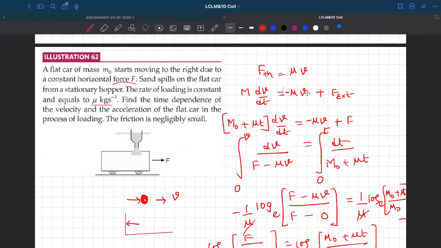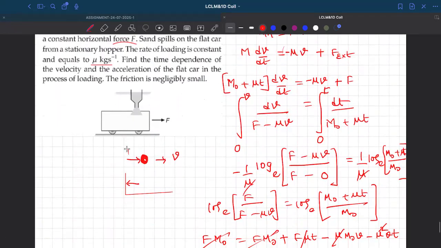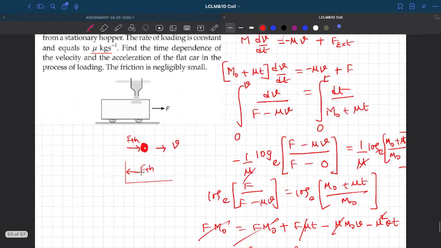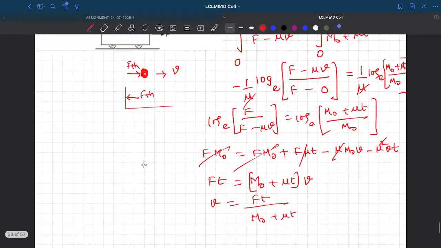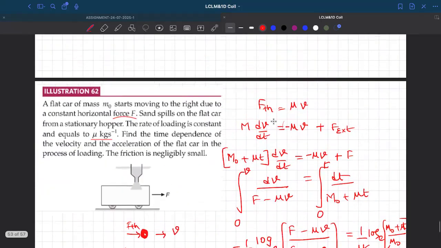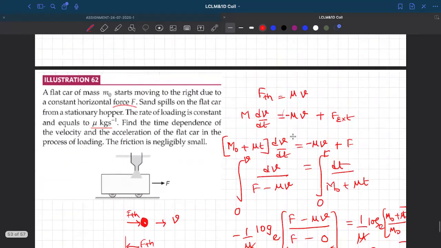It should be minus. Why? Because see, on the falling object, force is in this direction. On the container, force is in this direction. Right. What do you want? Acceleration. By the way, what is acceleration? This term is the acceleration term.